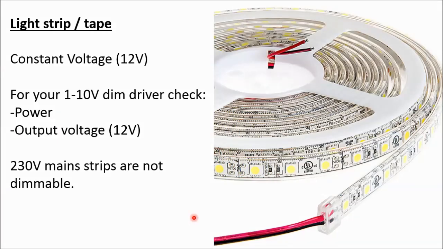Then there are light strips or light tapes. Light strips or tapes are mostly driven with constant voltage, 12 volt. They are not current driven. The current limitation is actually here in some resistors inside the tape, or there is a small circuit inside. For your 1 to 10 volt dimmable driver, please check the output power. It should be more than enough for your light strip, and the output voltage, that it matches your light strip. As said, most light strips are 12 volt. There are also 230 volt or 120 volt light strips which can be directly connected to the mains. These are not dimmable.